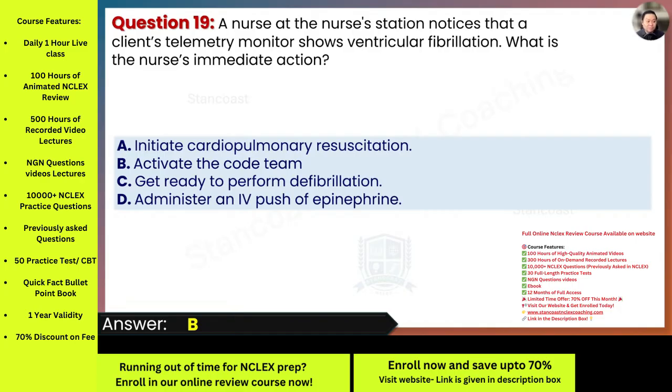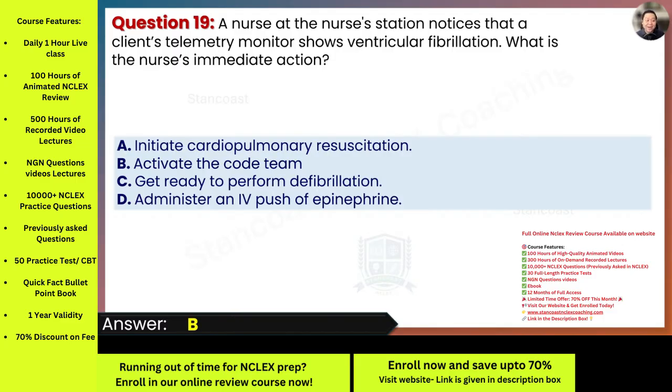Now, what about letter C? Get ready to perform defibrillation. We know that defibrillation is also the definitive treatment for VFib. However, the big however here, the nurse is at the nurse's station and cannot perform defibrillation themselves since they don't have direct access to the defibrillator or the patient. And trying to get ready to perform this action would require the nurse to leave the station, which delays their response time. And so activating the code team is the priority because it mobilizes the team with all the necessary equipment to provide immediate defibrillation.